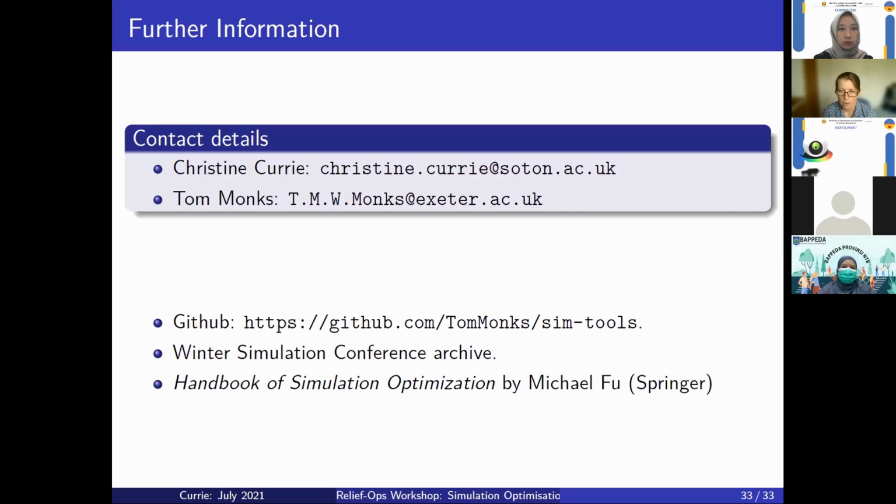The other book that I have used extensively and think is worth reading if you can, although I don't think there's an electronic copy available, is the Handbook of Simulation Optimization by Michael Fu. It introduces in different chapters all the different methods that we've seen today, and also a lot more besides. So that's also a good book to use.